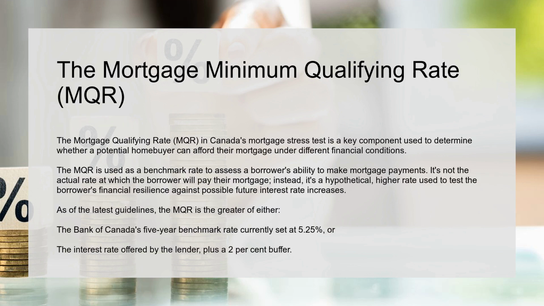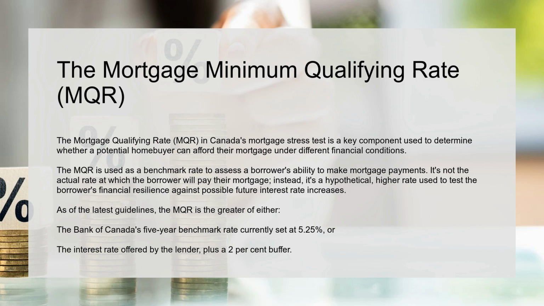The mortgage minimum qualifying rate, MQR. The mortgage qualifying rate, MQR, in Canada's mortgage stress test is a key component used to determine whether a potential homebuyer can afford their mortgage under different financial conditions. The MQR is used as a benchmark rate to assess a borrower's ability to make mortgage payments. It's not the actual rate at which the borrower will pay their mortgage. Instead, it's a hypothetical, higher rate used to test the borrower's financial resilience against possible future interest rate increases.